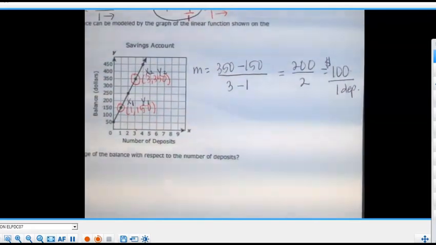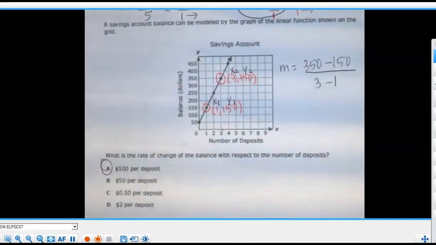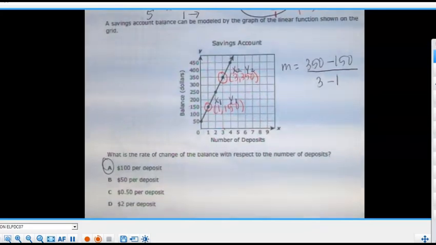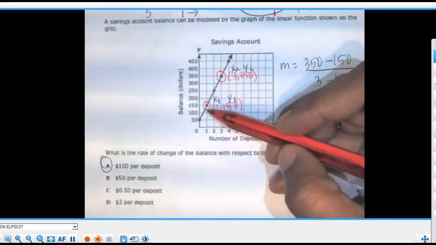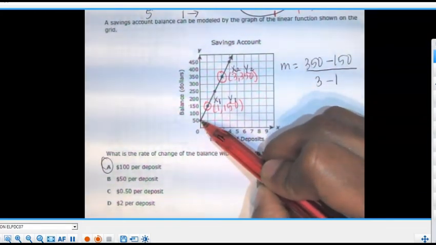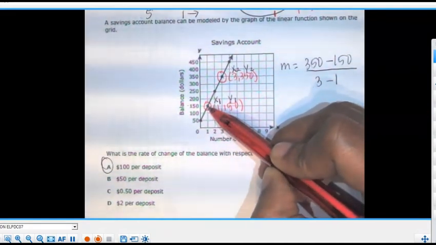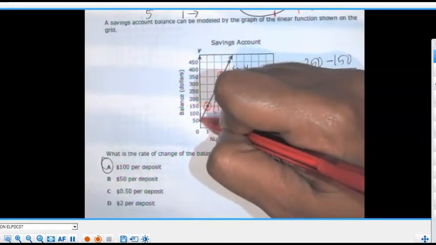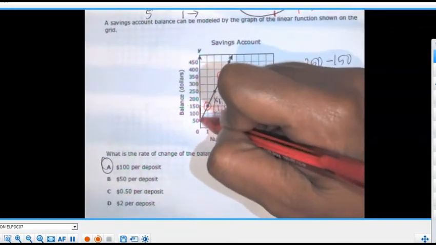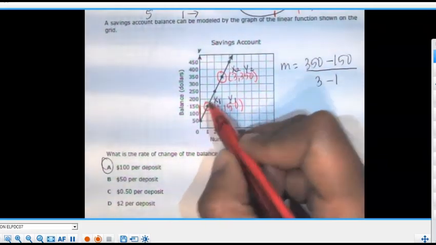Okay, now, for the sake of time, the answer was A: $100 per deposit. What if you want to do this faster? Okay, so let me show you how we do this. So I want to go from this point to this point, right? So I say, oh, how do I get there if I go up, right? Well, I go 2 up. So if I go up 1, 2, up, and then to touch the line, I go over 1.